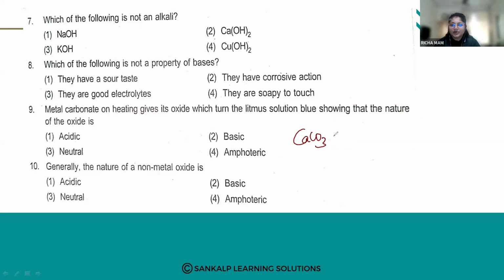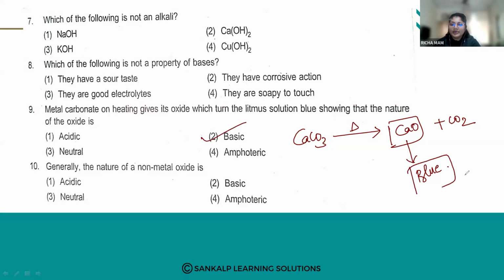Fantastic. Calcium carbonate: when you heat calcium carbonate, it will give you calcium oxide plus carbon dioxide gas. When the oxide turns the litmus solution blue, it means it is basic in nature. So I have taken one example, a metal carbonate like calcium carbonate, which when you heat it gives calcium oxide.